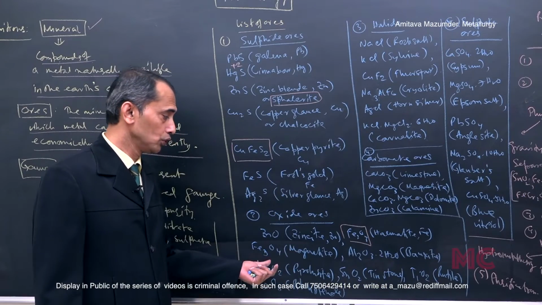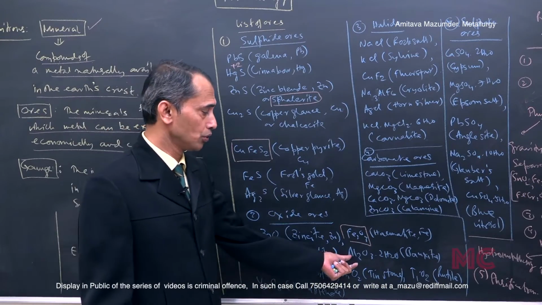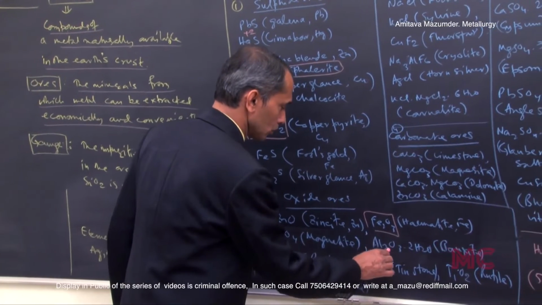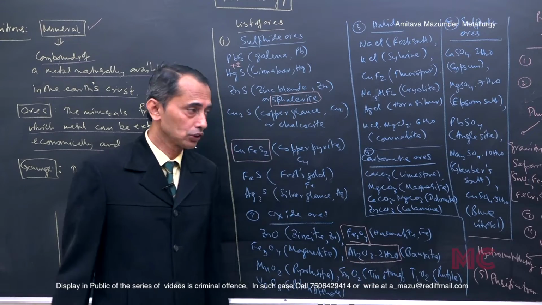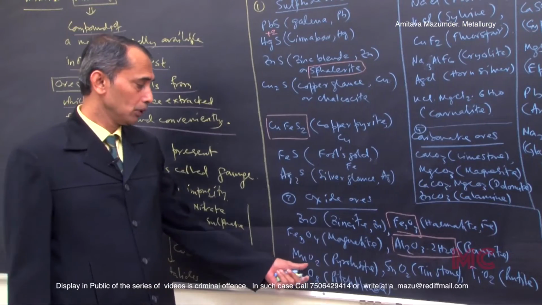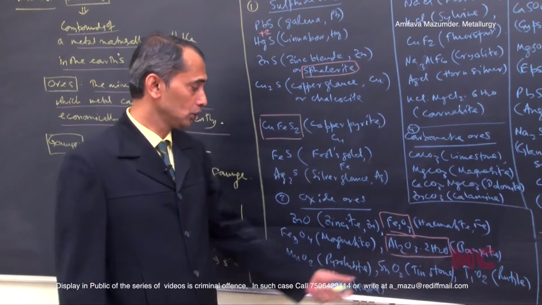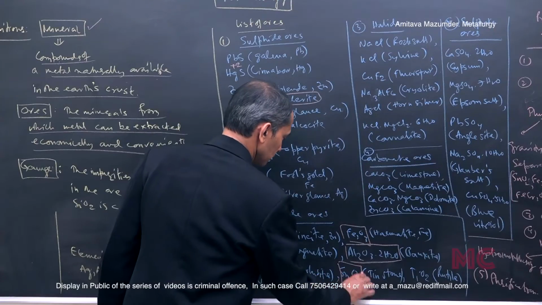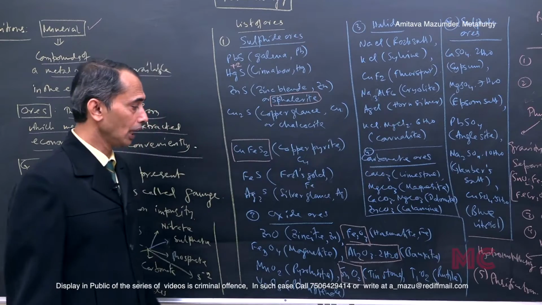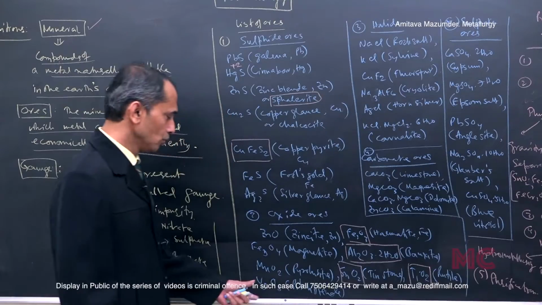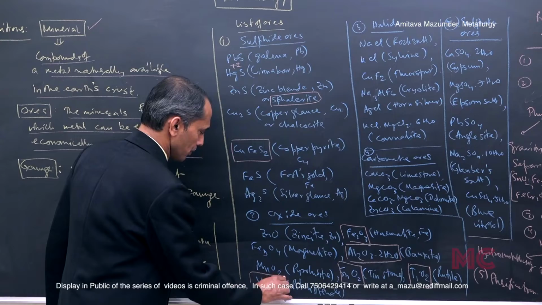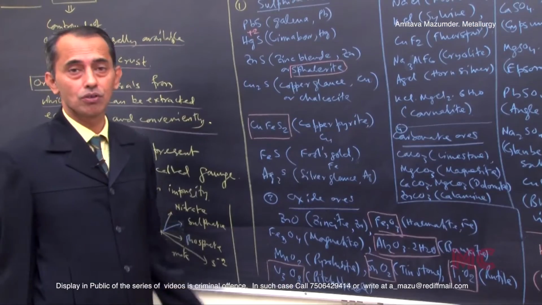Then magnetite, Fe3O4. Then we can say Al2O3·2H2O, bauxite. This is also the source of aluminium we use in the case of aluminium extraction. Over here, MnO2 is called pyrolusite. SnO2, tin stone, we use for the tin preparation. TiO2, rutile, we use for titanium extraction, and U3O8, pitchblende, we use to produce uranium. That is oxide ores.